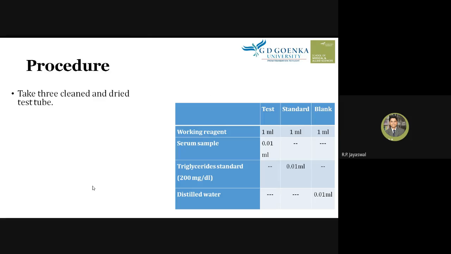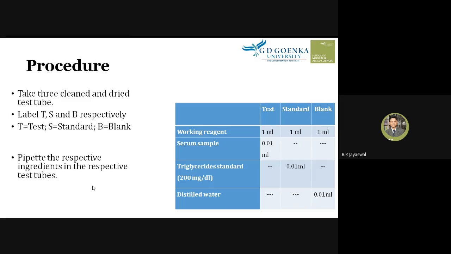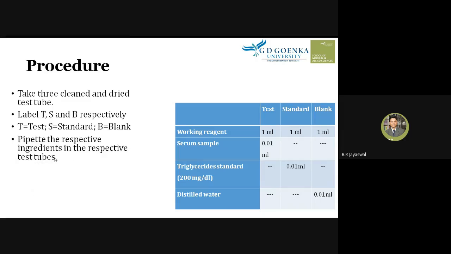Here, take 3 clean and dry test tubes. You have to label them as T, S, B respectively: T for test, S for standard, B for blank. And then after that, pipette the respective ingredients in the respective test tubes.